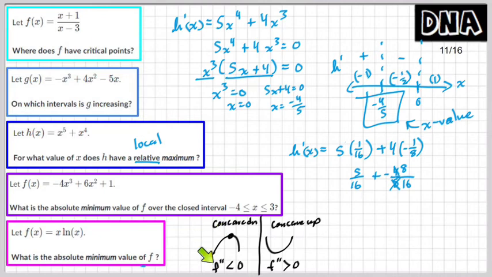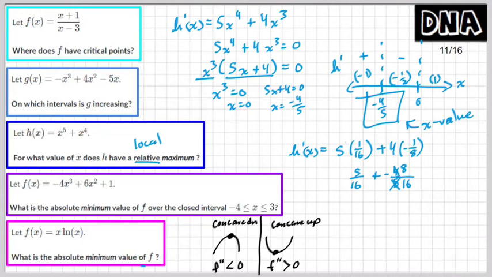This would be a local max. What is the second derivative? Is it positive or negative? Negative. This one is a local min. Is f double prime, the second derivative, positive or negative? Positive. So if you know the concavity, you know if you're positive or negative.